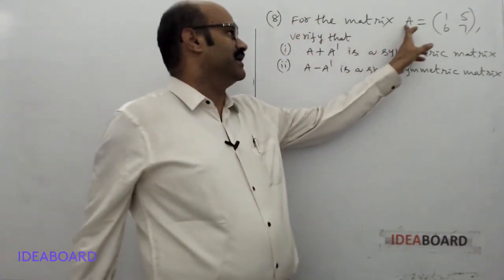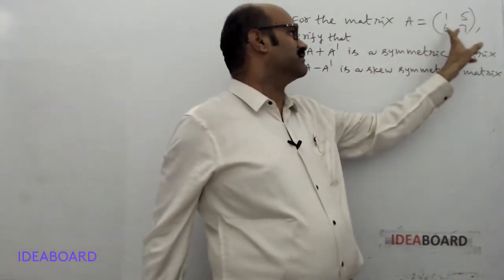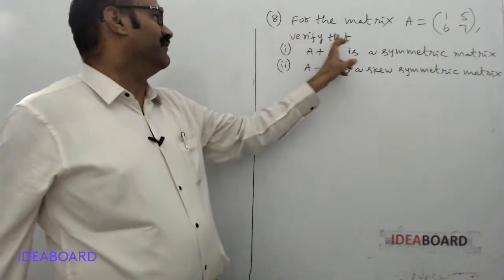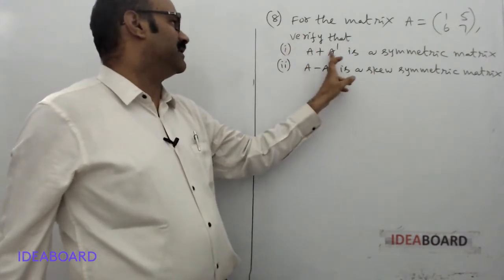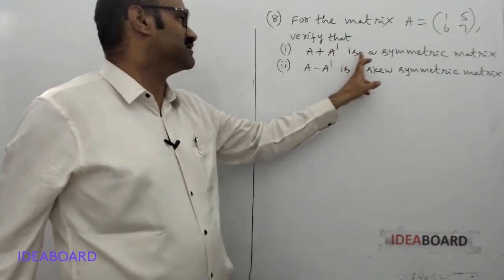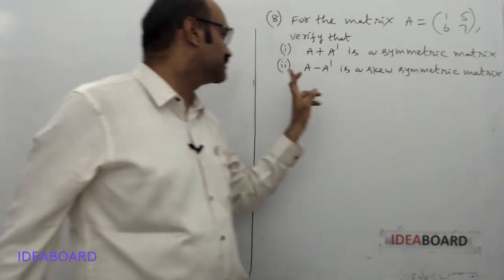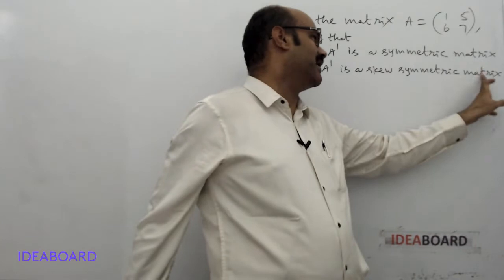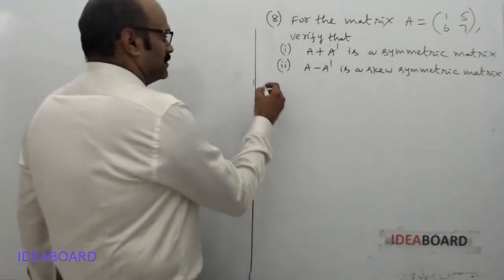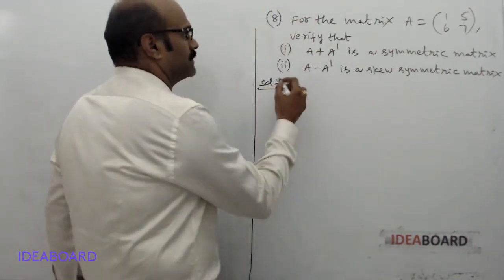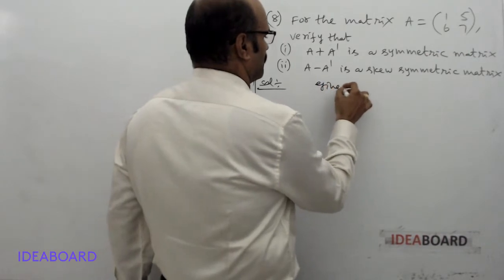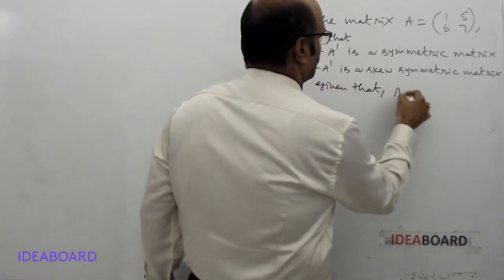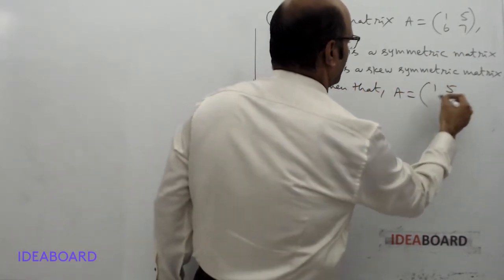For the matrix A equal to [1, 5; 6, 7], verify that one, A plus A transpose is a symmetric matrix, two, A minus A transpose is a skew symmetric matrix. Solution. Given that A equal to [1, 5; 6, 7].